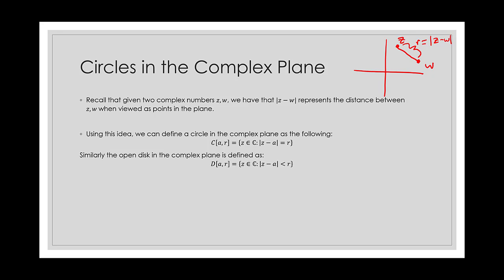Okay? So using this idea of length, or modulus as we call it in complex analysis, we can actually define circles and open disks using this idea here. So we define a circle, C(A, R), as the set of points Z whose distance away from A is R. And we denote that with capital C, bracket A, R. So really what this is in English, this is a circle of radius R centered at A. And notice we have an equality here. We're saying it's the set of points whose distance away from A is exactly R.